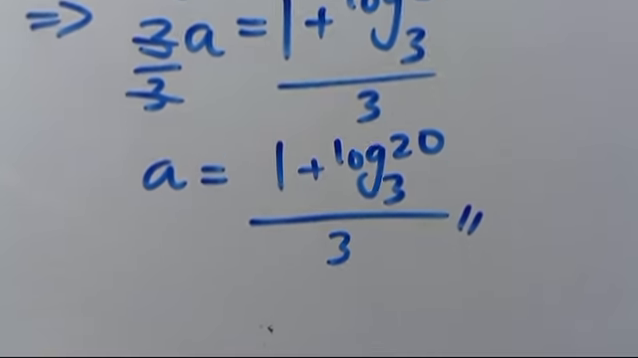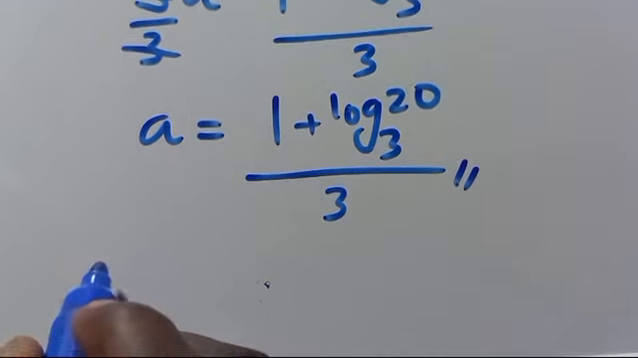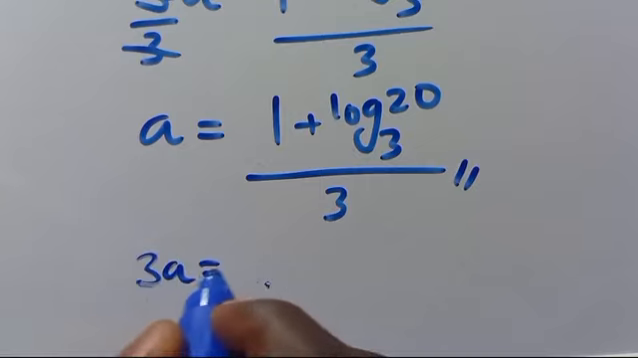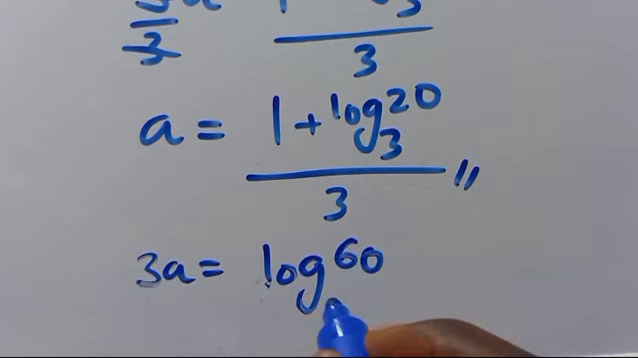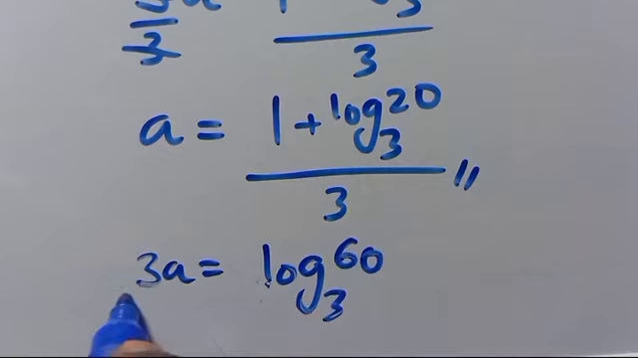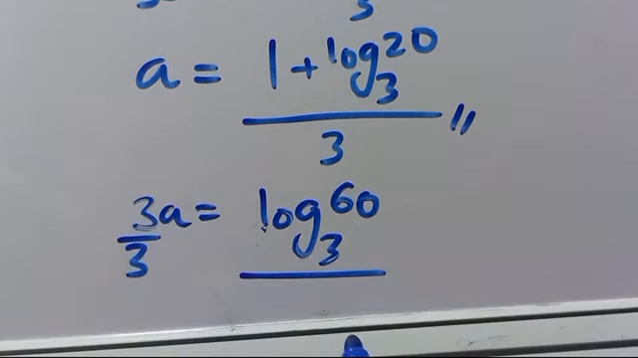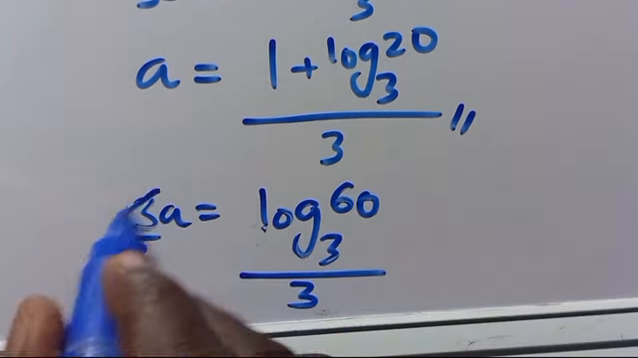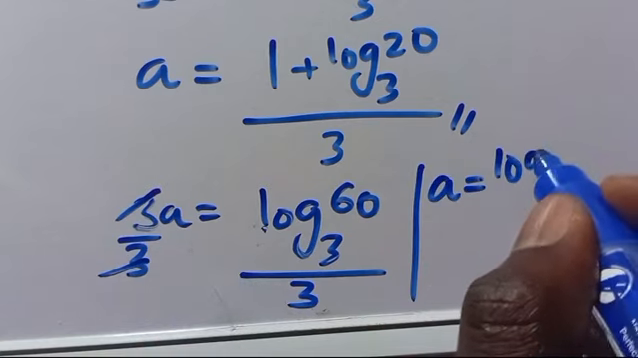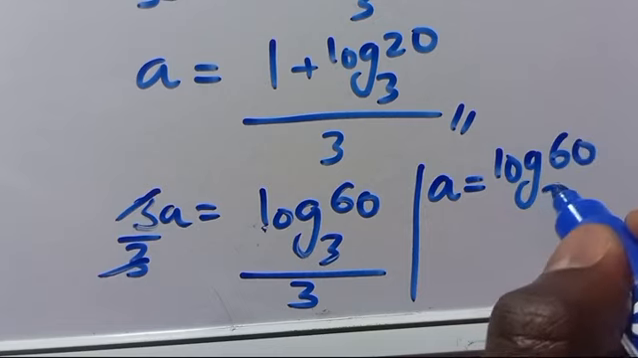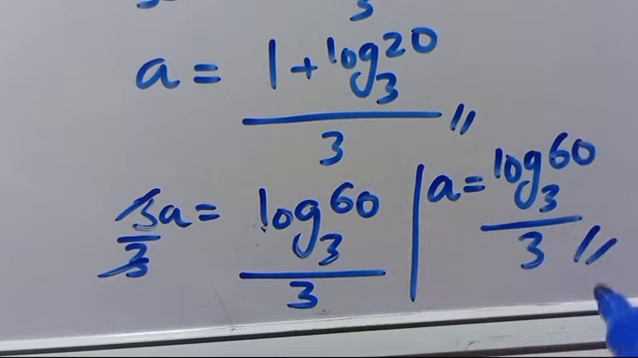Mind you, we can also have this solution as 3a equals log 60 in base 3. So when we divide both sides by 3, this will cancel out this. We have a equals log 60 in base 3 over 3.